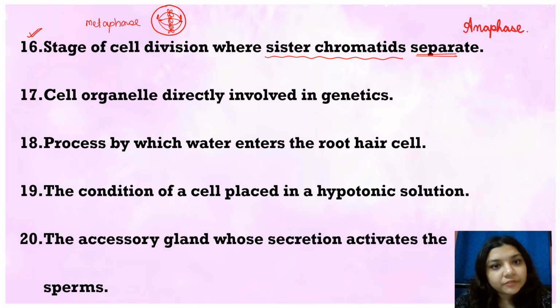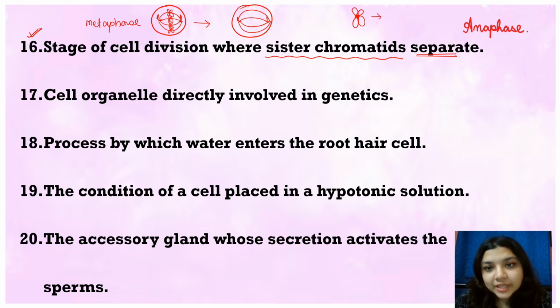So that was the metaphase. What happened after the metaphase? After the metaphase, everything remained the same. The spindle fibers are there as it is. Only the chromosomes which were like this, now they have gotten separated into these two separate sister chromatids. Okay. So what we see in anaphase is that the sister chromatids have separated and now gradually they'll start going towards the poles. Okay.